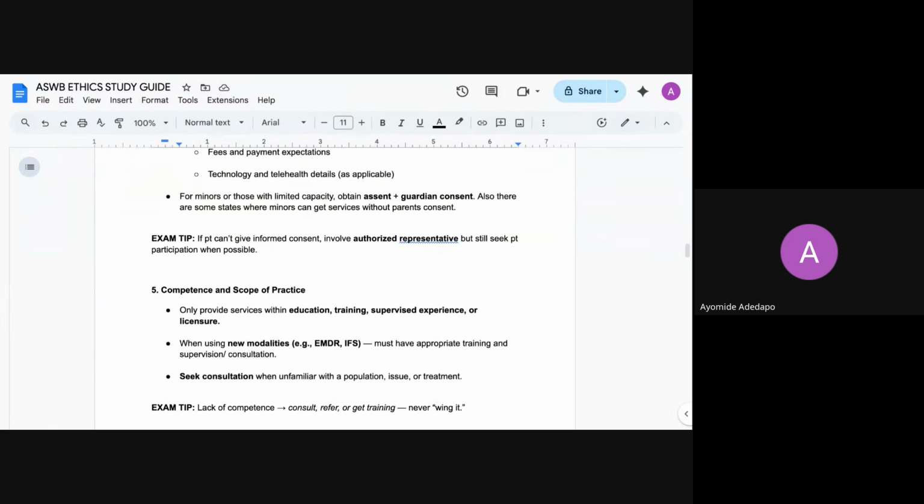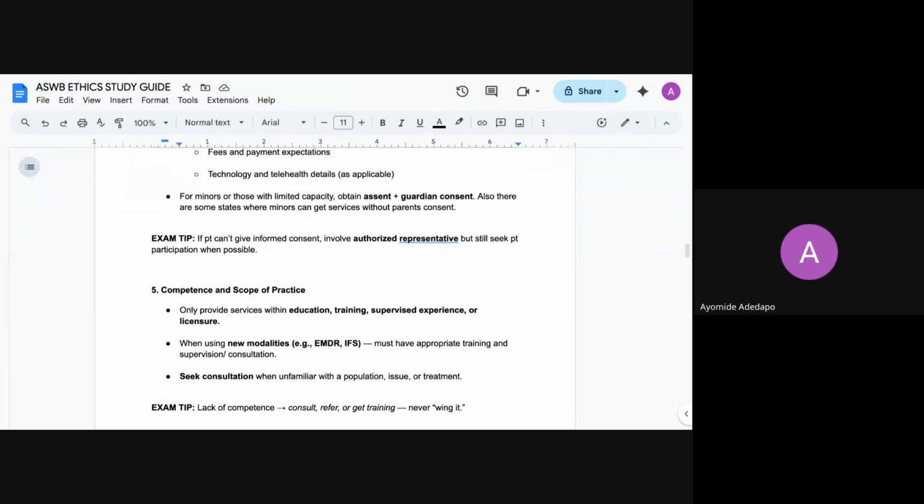Okay. For purposes of the exam, you want to see, when the questions pop up and they say you don't have training, or it's an unfamiliar population, and it's a person that you've been working with for a long time, seek consultation. Now, if it's a person that this is your first session and you don't have any kind of relationship, then you can talk to them about referring them to someone who's a specialist in whatever they've got going on, or someone that is more trained in it. Okay. So when it's a lack of competence, we will consult, we'll refer out, or we will get training. We will not just wing it.